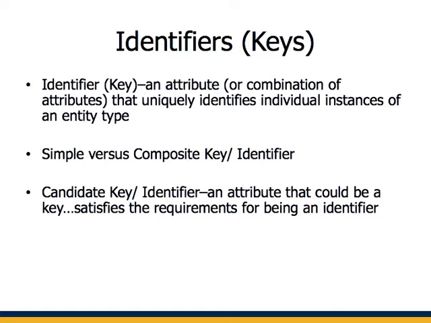Then candidate keys are keys that satisfy the requirements of being identifiers, but they're not chosen as yet for the key. So they are candidates to become a key. Once you choose an attribute as the identifier, that becomes the key itself. Okay. So candidates are keys that can be chosen, and key is any key that you choose to identify an entity.